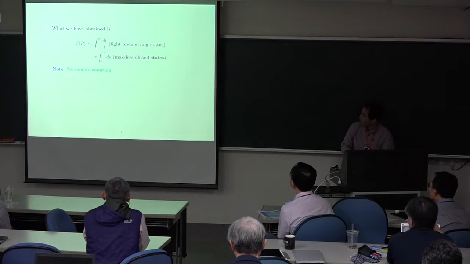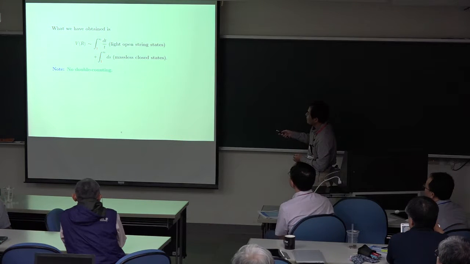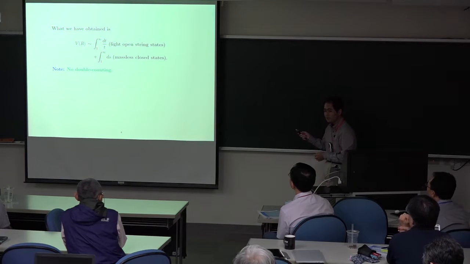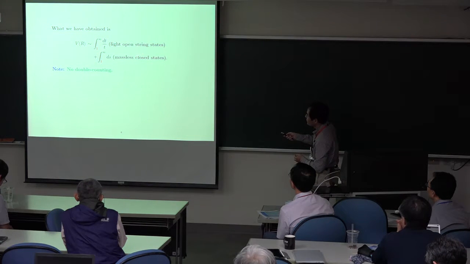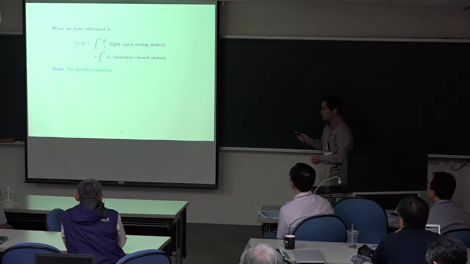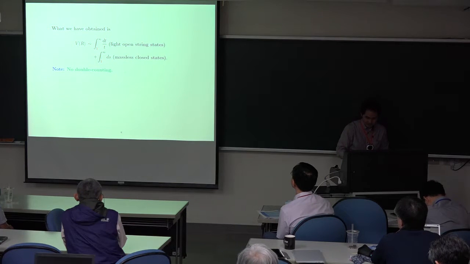Okay, so basically this is the calculation we have done, and schematically we obtain this kind of expression. The potential is given by these two terms. One is the contribution from the light open string states, and the other is from the massless closed string states. And the point is that the integration is from 1 to infinity, not 0 to infinity. Because of this cutoff, even though we add the open string contribution and the closed string contribution, there is no double counting.